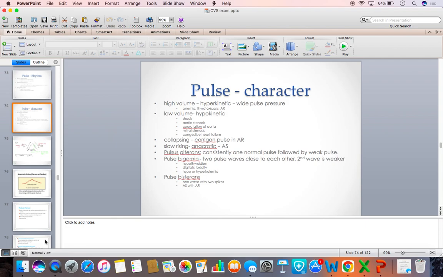Collapsing pulse or Corrigan's pulse is noted in severe aortic regurgitation. Slow rising anacrotic pulse is indicative of aortic stenosis. Pulsus alternans is consistently one normal pulse followed by a weak pulse. It indicates myocardial dysfunction. Pulsus bigeminus: two pulse waves close to each other, the second wave weaker than the first.